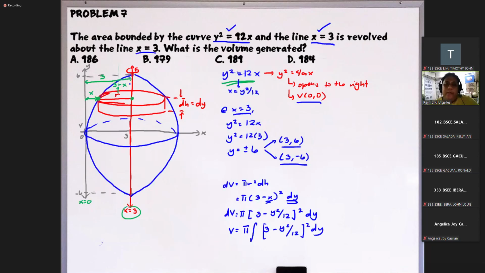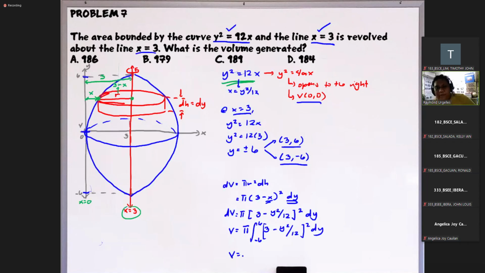So ano limits of integration natin? Since dy yan, dito tayo titingin sa y-axis. So from negative 6 hanggang positive 6. Diba? Pero again, due to symmetry, pwedeng kalahatiin nyo lang. Pwedeng 0 to 6 lang, just multiply it by 2. Pero ito na lang yung gamitin natin.